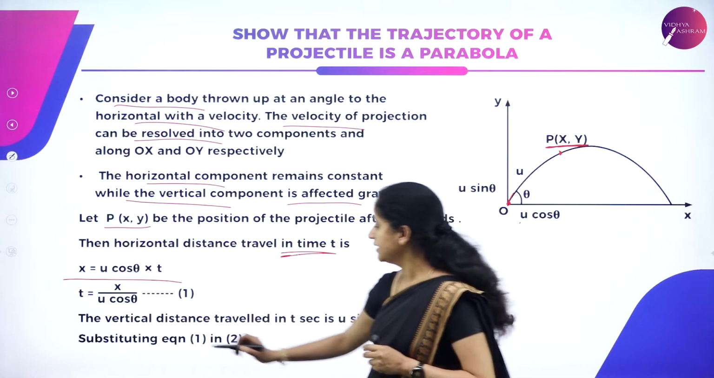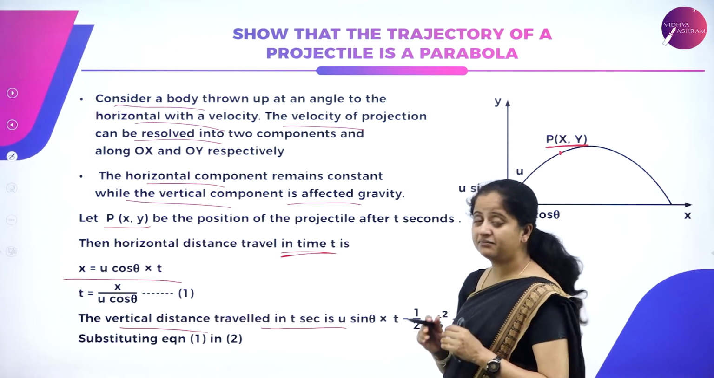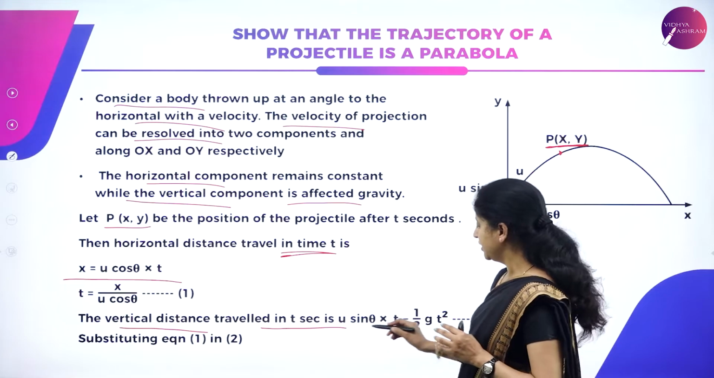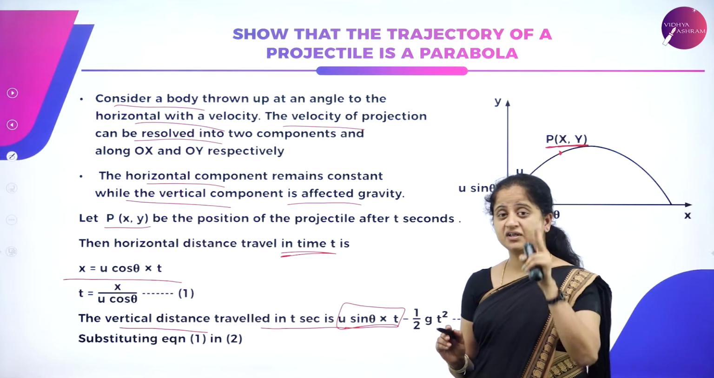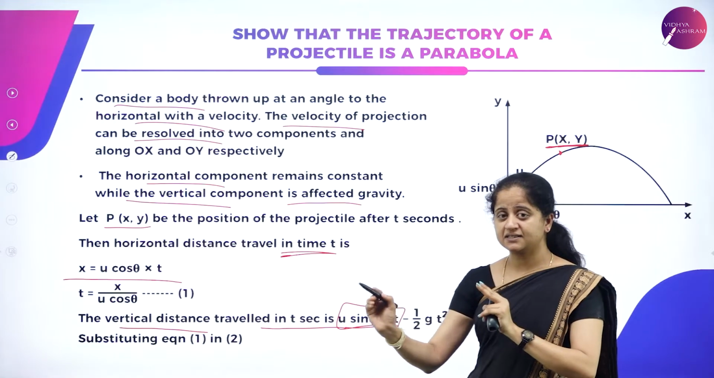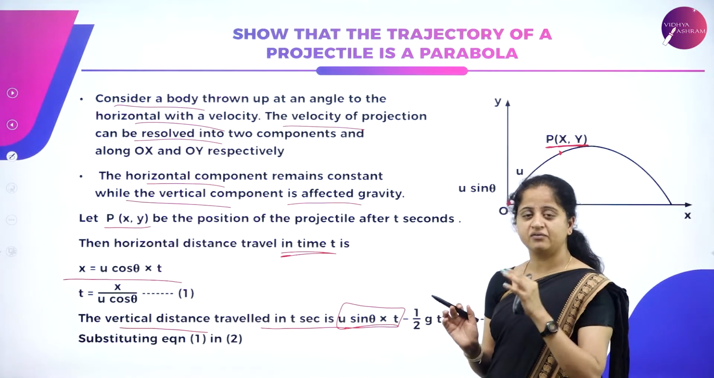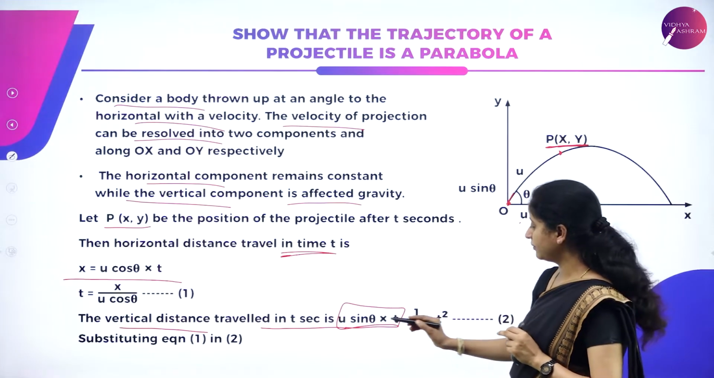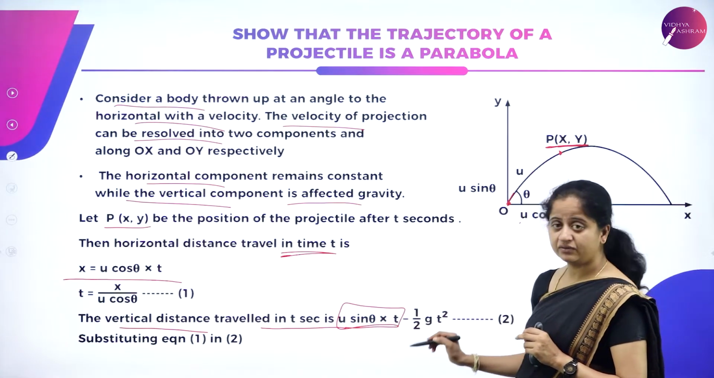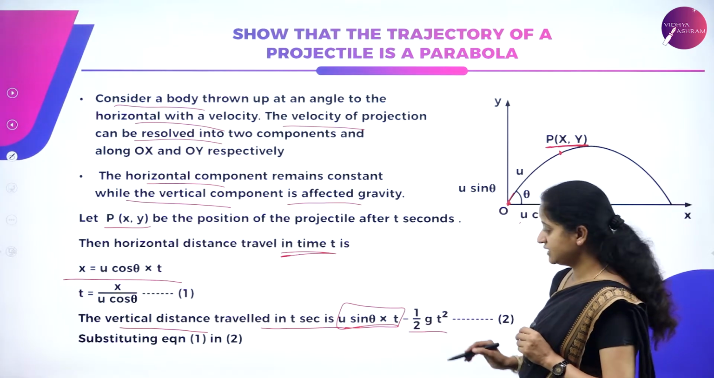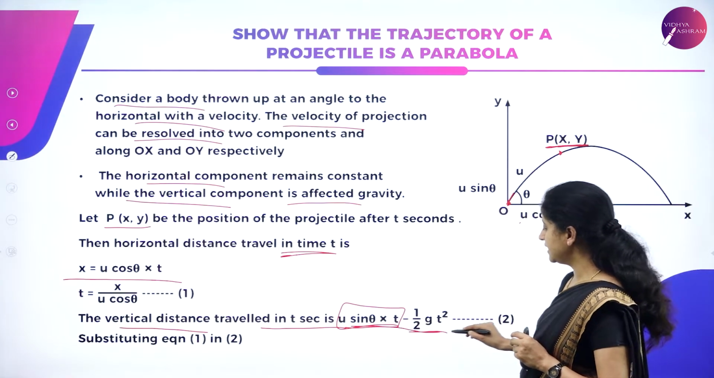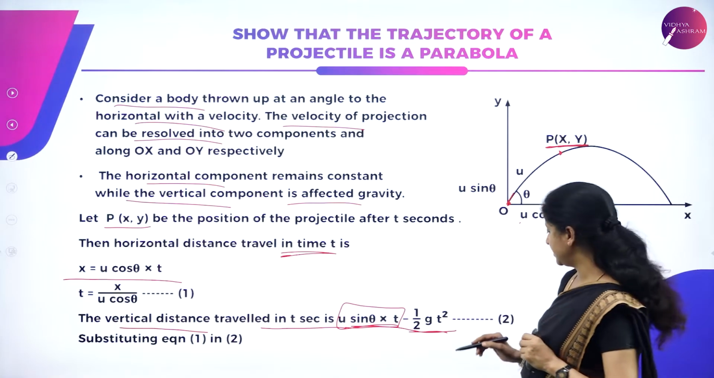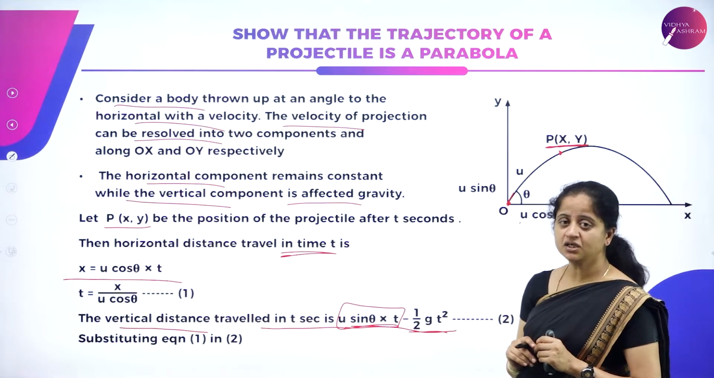So let us now write the vertical distance travelled in time t seconds, that is given by u sin theta into t. Here the velocity component is resolved into two components. Along the x-axis, we will get the cos theta component. Along the y-axis, we will get the sin theta component. So here, u sin theta into t minus half g t square, because it gets affected by gravity. So y is equal to u sin theta into t minus half g t square, that is our equation 2.